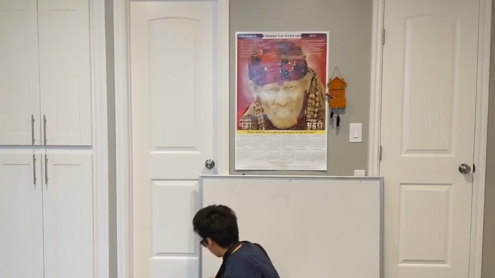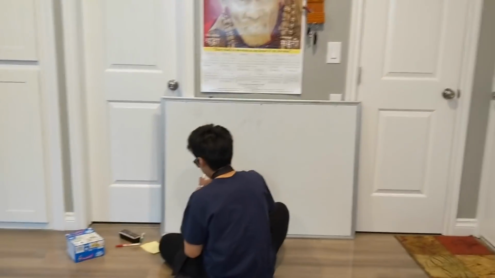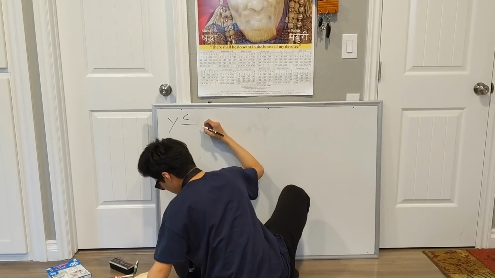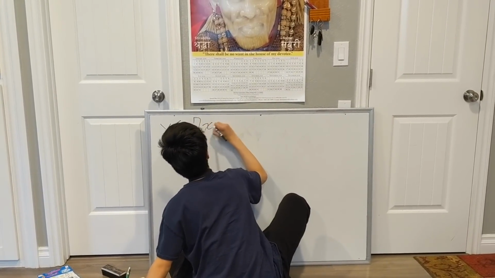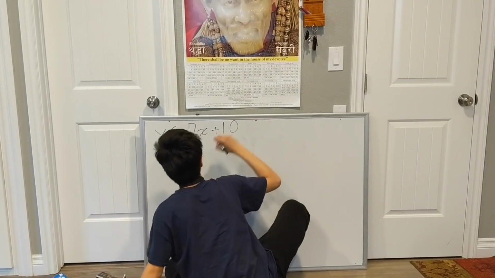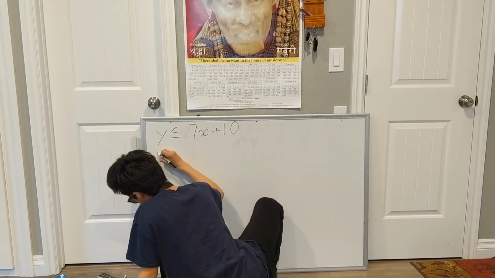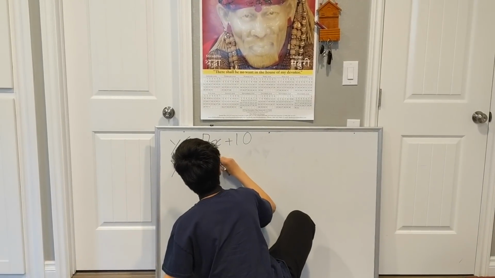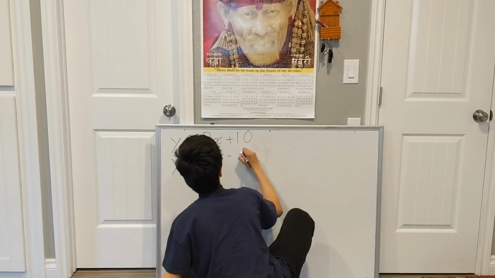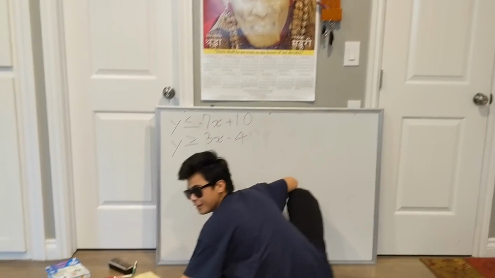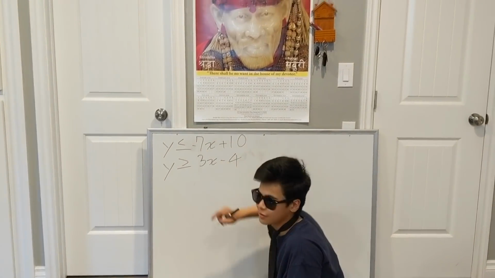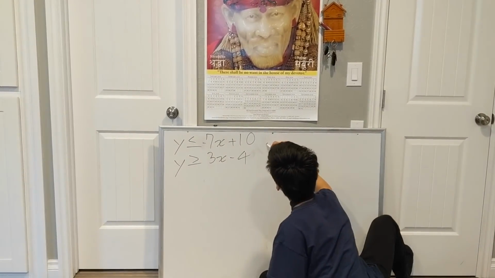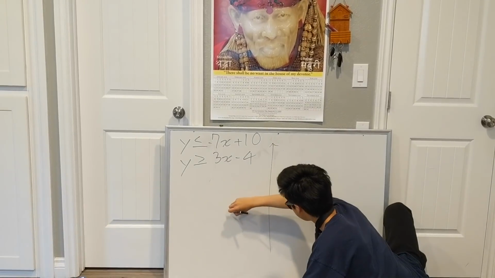First system is gonna be y is less than or equal to 7x plus 10, and y is greater than or equal to 3x minus 4. Okay, actually it's negative 7x. First, let's draw the graph. The only way to solve a system of inequalities is by graphing.